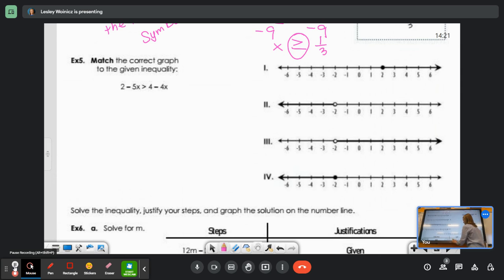Are we just going to be able to eyeball this problem and see what the answer should be? No, not really, especially when we're talking about dividing by negatives and flipping signs. So we have to solve this and then pick the right graph. We want all of the x's on one side, so I'm going to add 4x to both sides. I've got 2 minus x is greater than 4.